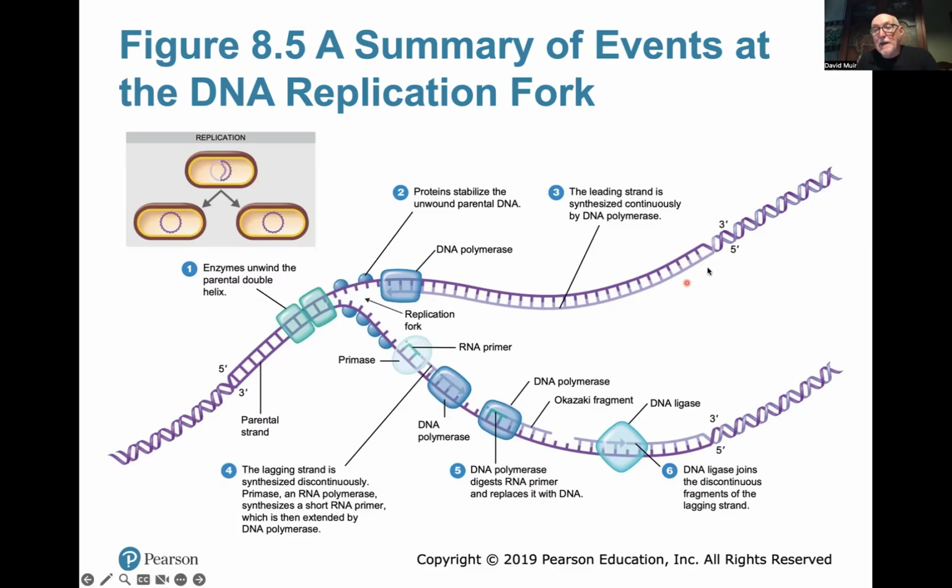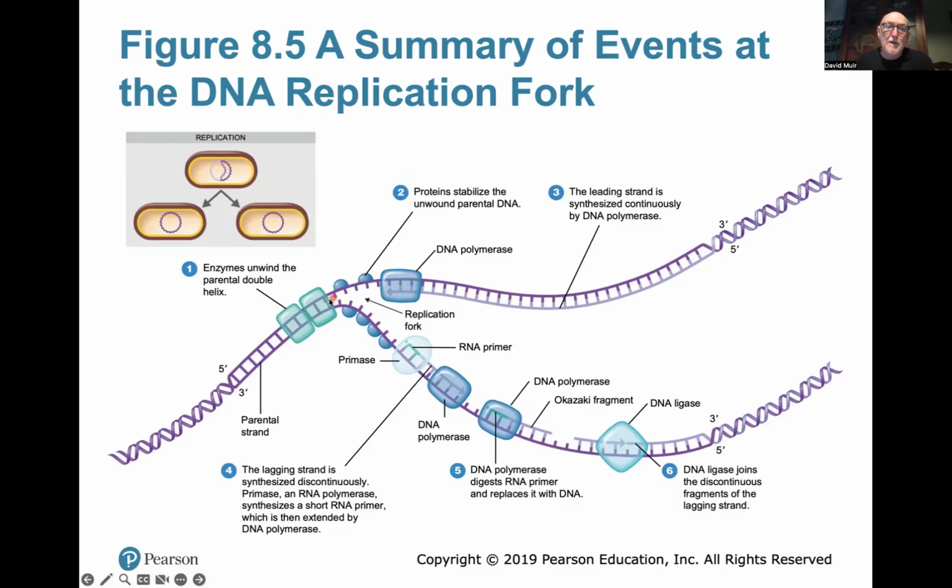Now that replication cannot just start spontaneously. The replication has to start with a short length of RNA, which is laid down right at the very start, and that's called the RNA primer. And that RNA primer, once it's laid down, the DNA strand can begin to be laid down, and the RNA primer will eventually be digested out and replaced with DNA to complete the strand. So that is very easy to understand.